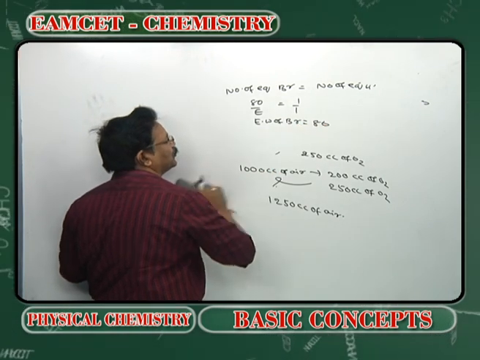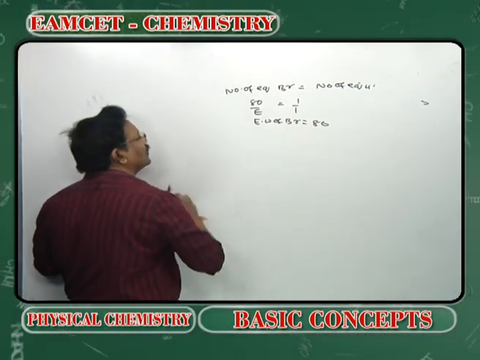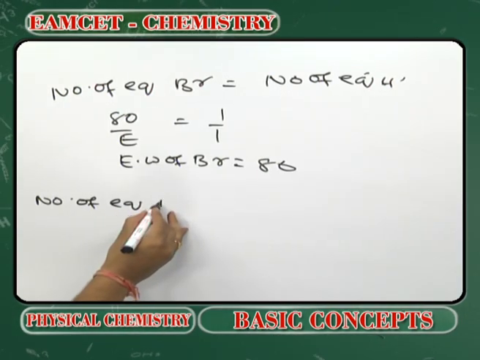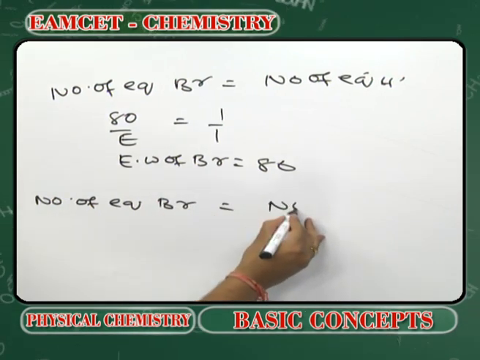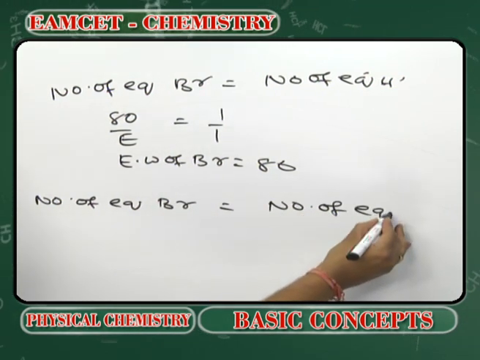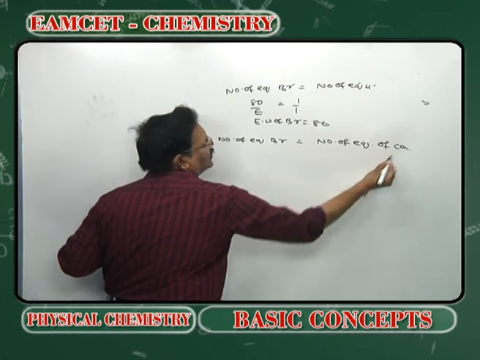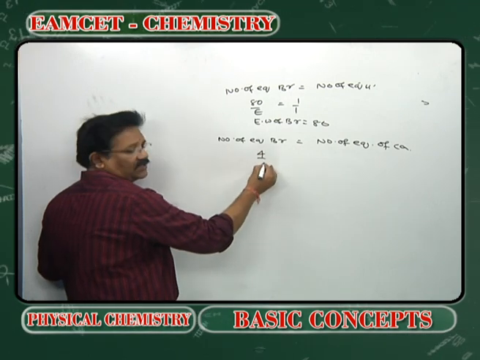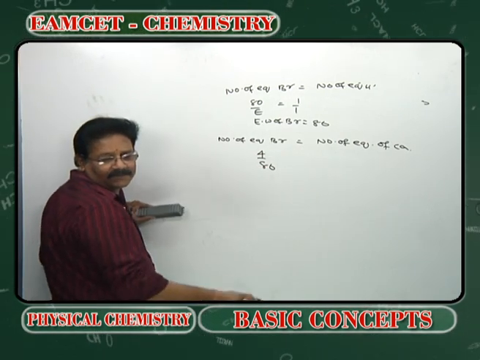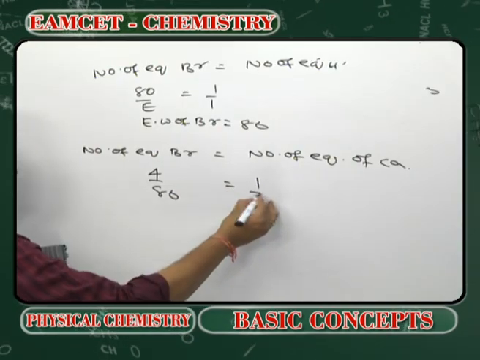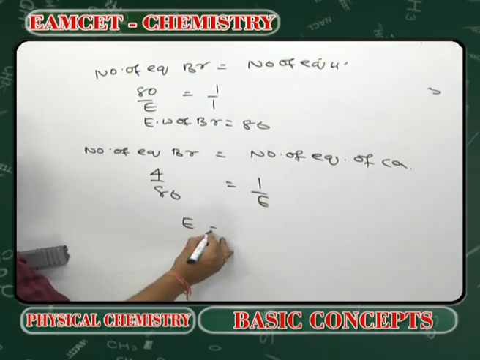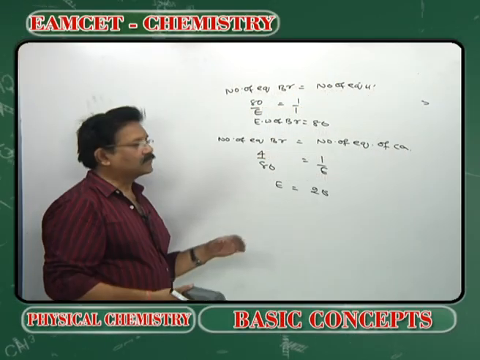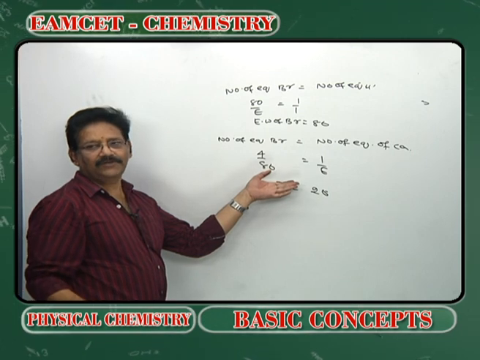In step 2, number of equivalents of the bromine must be equal to number of equivalents of the calcium. Number of equivalents of the calcium: 4 by 80 equals 1 by equivalent weight. So from this, equivalent weight of the calcium is 20. Option 2. So the remaining part will continue in the next class.